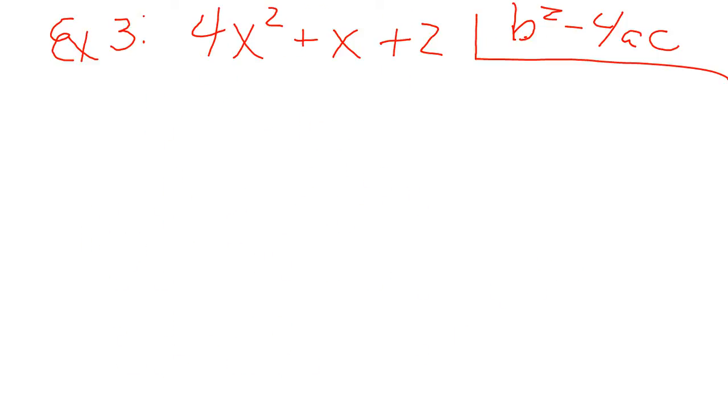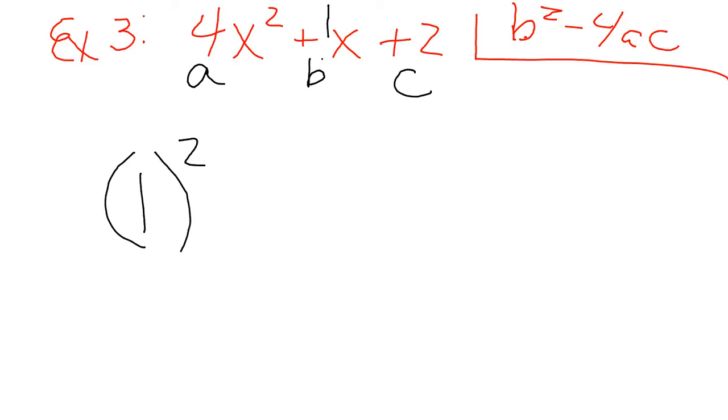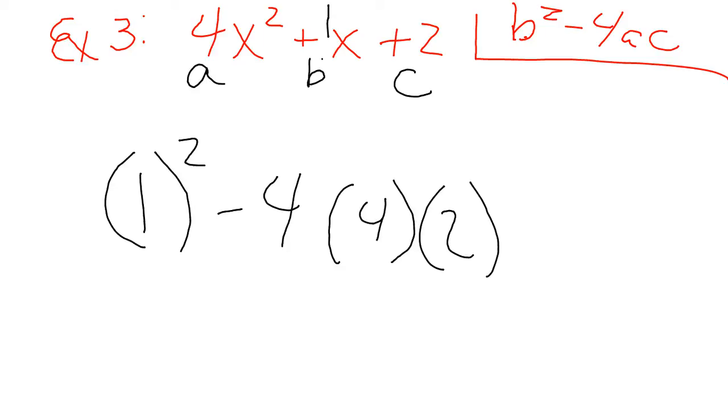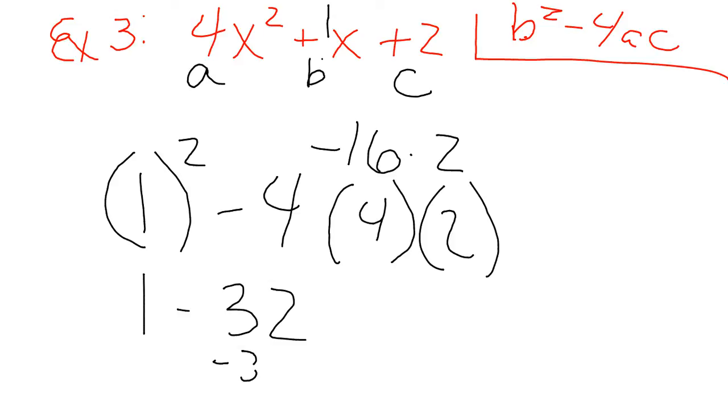Example 3 is 4x squared plus x plus 2. Again, we're going to label each coefficient. So a is 4, b would be 1, and c would be 2. So b squared will be 1 squared minus 4 times 4 times 2 for c. So 1 squared is 1, and negative 4 times 4 is negative 16, times 2 is negative 32. 1 minus 32 is negative 31.